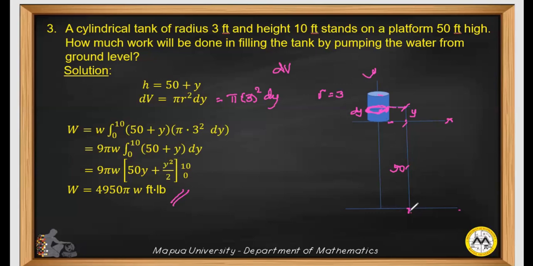Now, this is the work done in filling this cylindrical tank with water, where the water will come from the ground, which is 50 feet below the platform. So this time it will be more convenient to make this the x-axis and of course this the y-axis. So we follow the same formula. The work done is equal to W times H times the differential of V. So this finishes the topic on differential, definite integrals and its application.